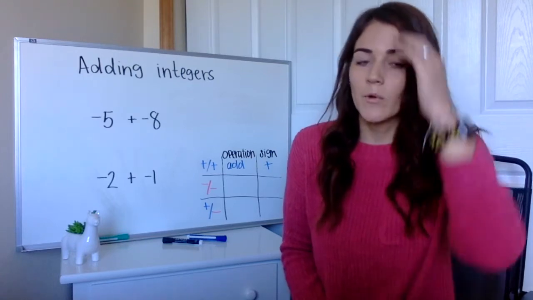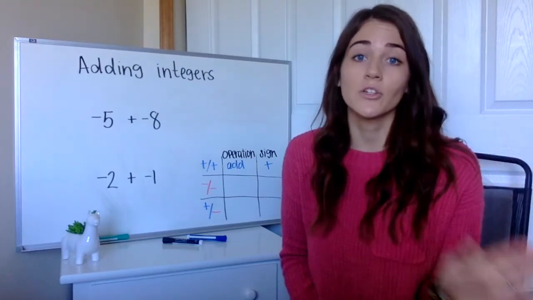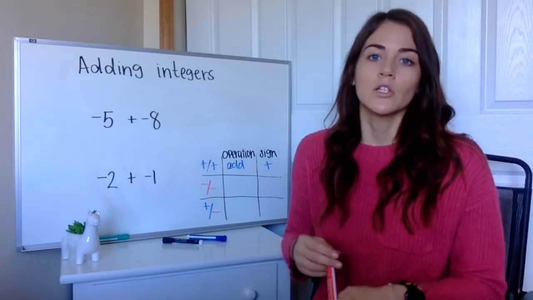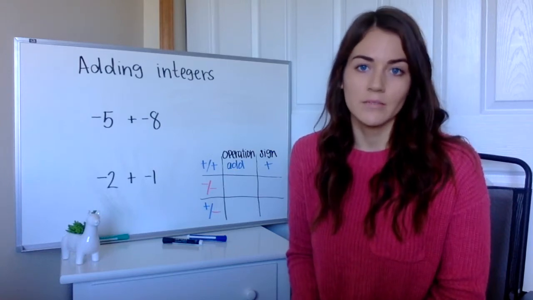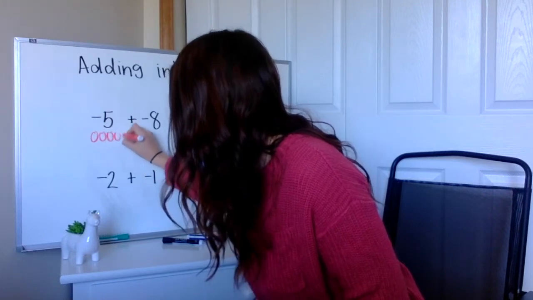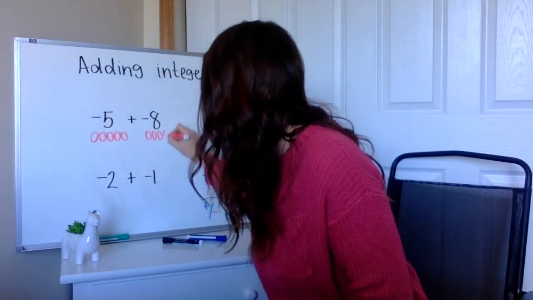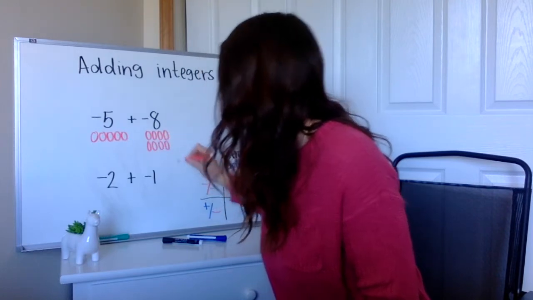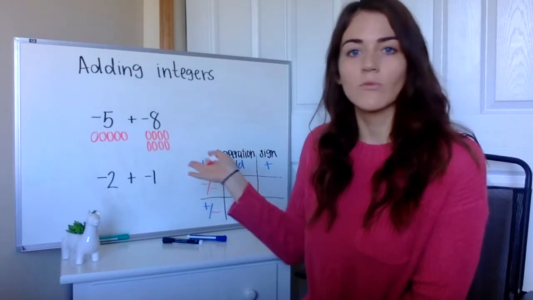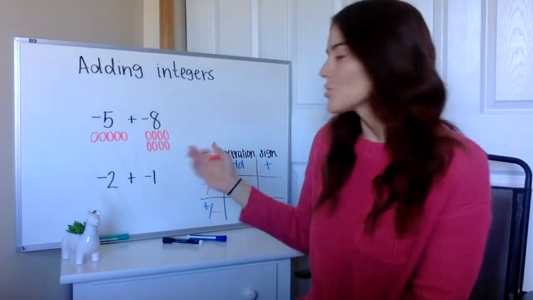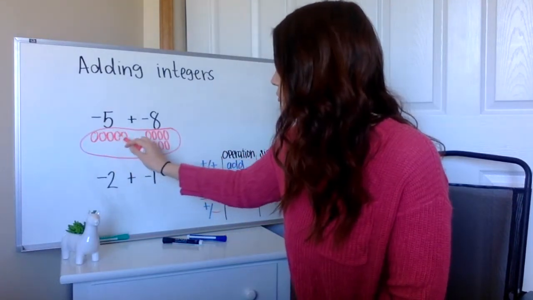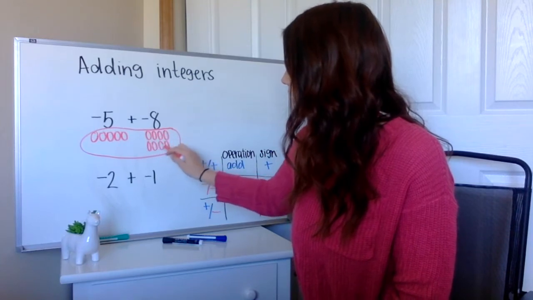So the first one, I'm going to use our model strategy. Again, you can use whatever strategy you prefer, but I'm just going to use the model strategy for this one. So we have -5 plus a -8. All right, so they're both negative, so that means I'm going to have 5 red circles and another 8 red circles. So remember, before, when we didn't have a negative and a positive, we didn't have anything to cancel out. So all we really can do is count up these negatives, right? We have 1, 2, 3, 4, 5, 6, 7, 8, 9, 10, 11, 12, 13.